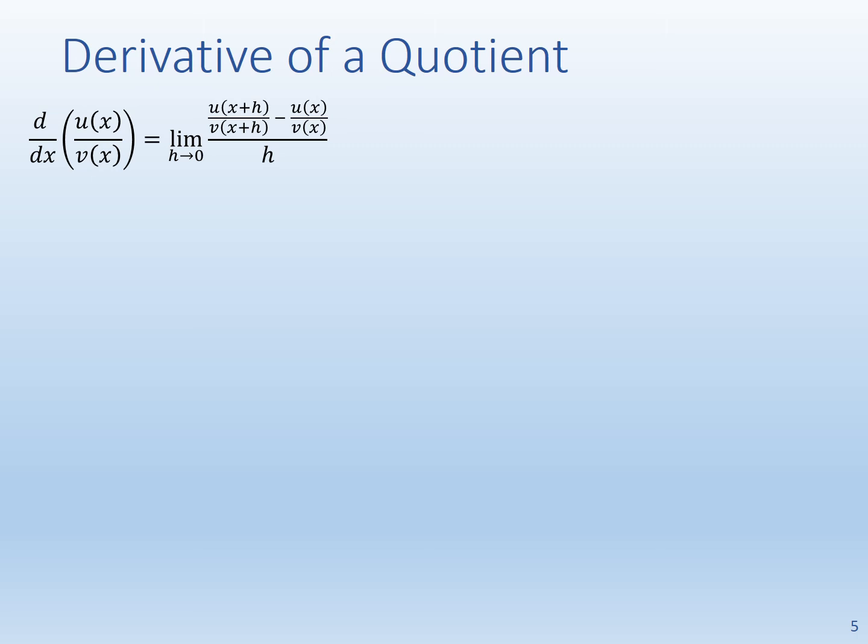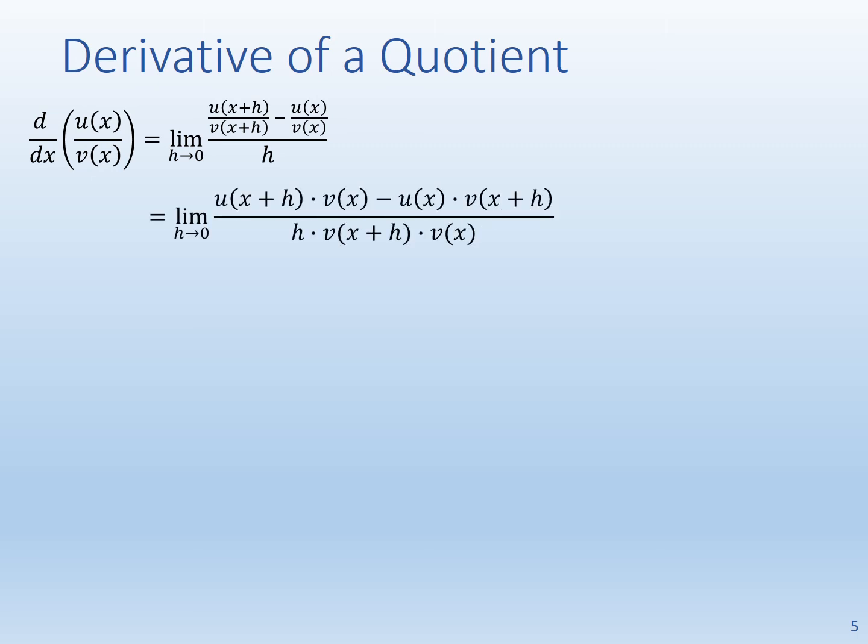Let's now derive the quotient rule. The derivative of a function is the value of the function at x plus h, and in this case the function is of course the quotient of two functions u and v, minus the value of the function at x, divided by the h, as the h gets smaller and smaller and smaller. We'll simplify the value inside the limit there.